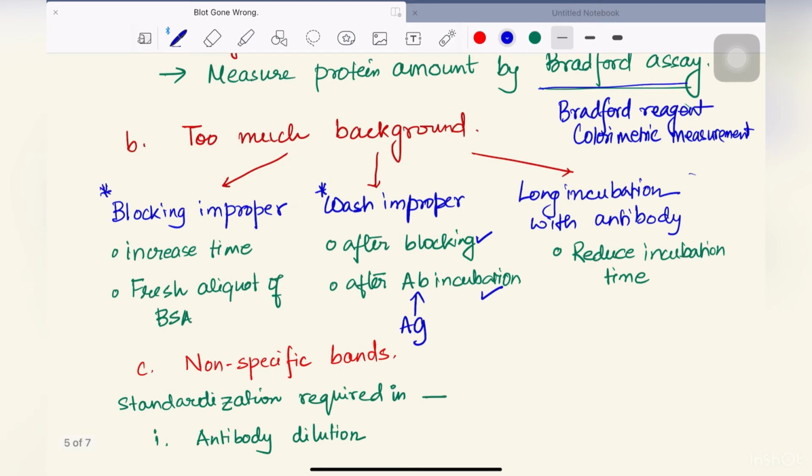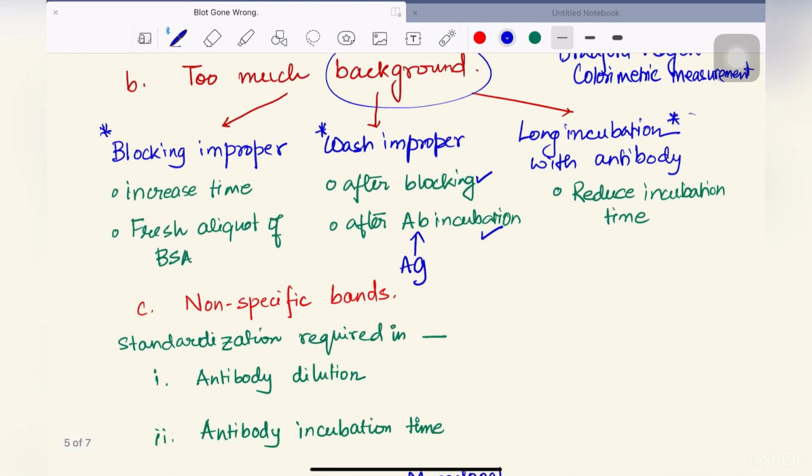Next thing, which is also essential to reduce background, is the incubation time with antibody. Sometimes we have seen that if we incubate with the antibody for a very long time, suppose overnight, background may arise. To prevent that, we have to standardize the incubation time of the antibody. This also depends on the types of antibodies, which I'm going to discuss later.